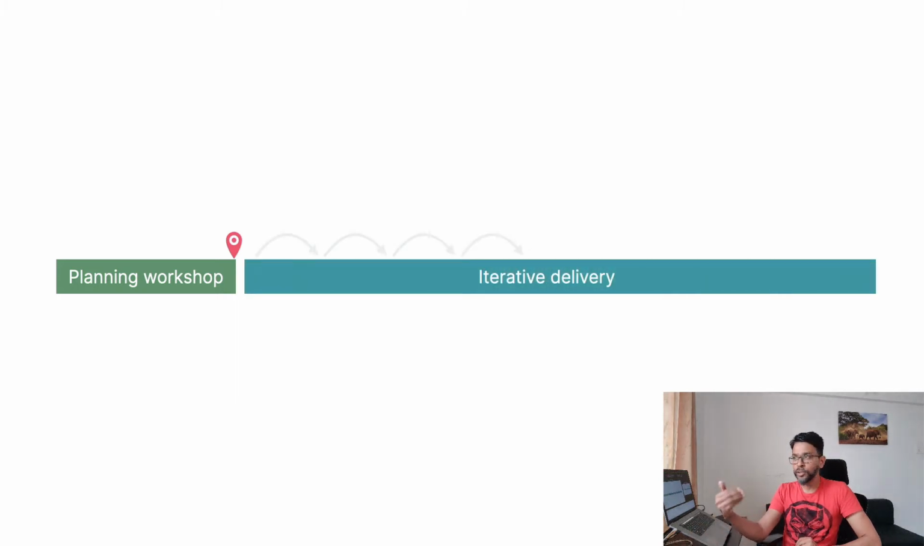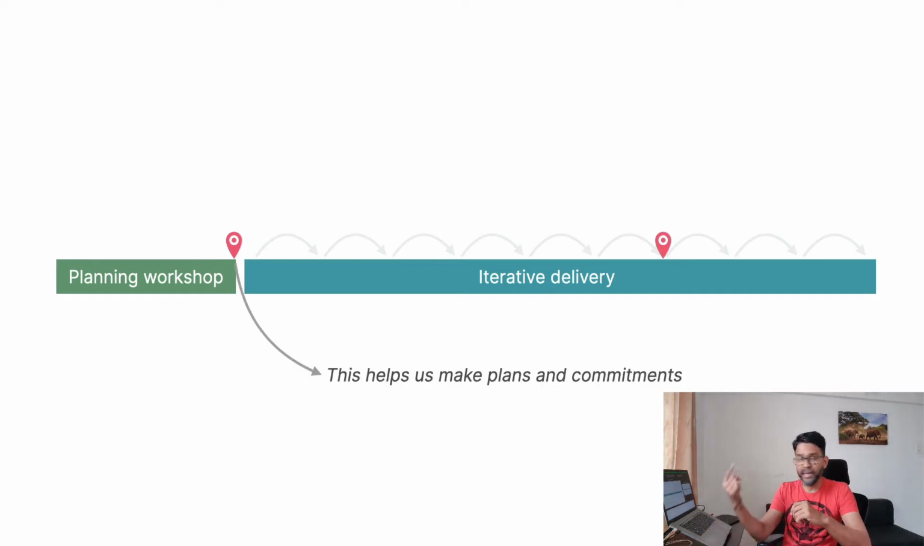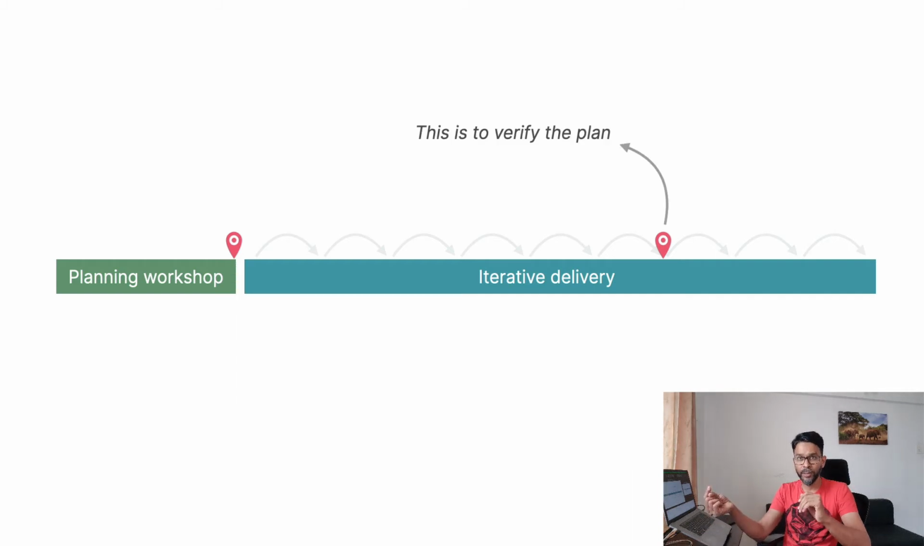And after that, you move into iterative delivery where you're executing multiple sprints. Now, in the middle of the sprints, you're going to have estimates just prior to when you start playing the story, because that's when you start fleshing out the story. You have more details around its implementation. Now, that first estimate that you generate, it has a purpose. It helps you make plans and limits. The second estimate that you generate helps you verify the plan.